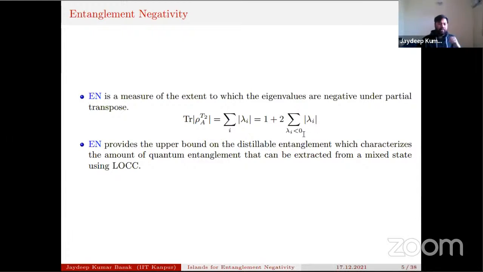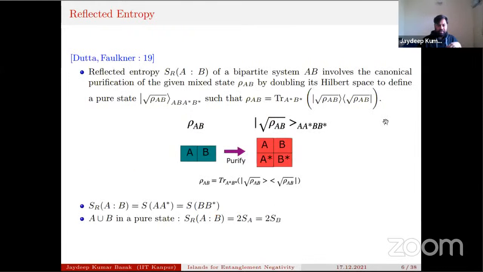Another point is that entanglement negativity provides an upper bound on distillable entanglement, which is basically the amount of quantum entanglement that can be extracted from a mixed state if we only use LOCC. In the context of mixed states, reflected entropy is another such measure. Now, Pratik gave a nice talk on this same topic.